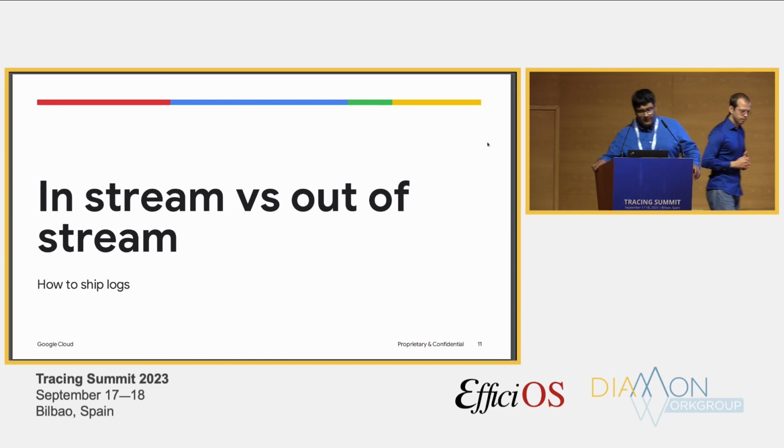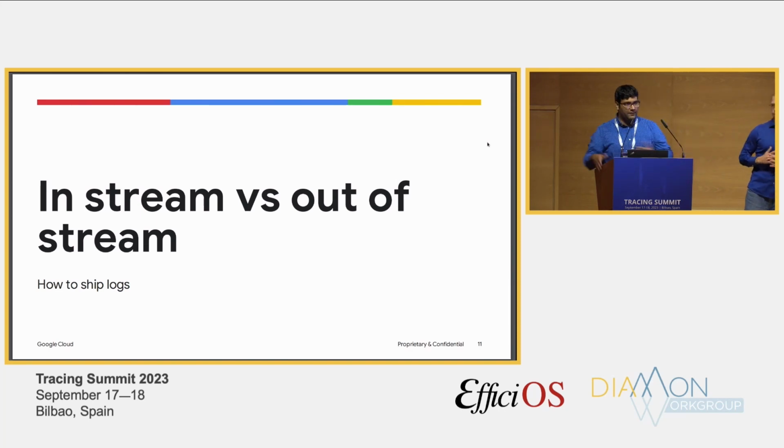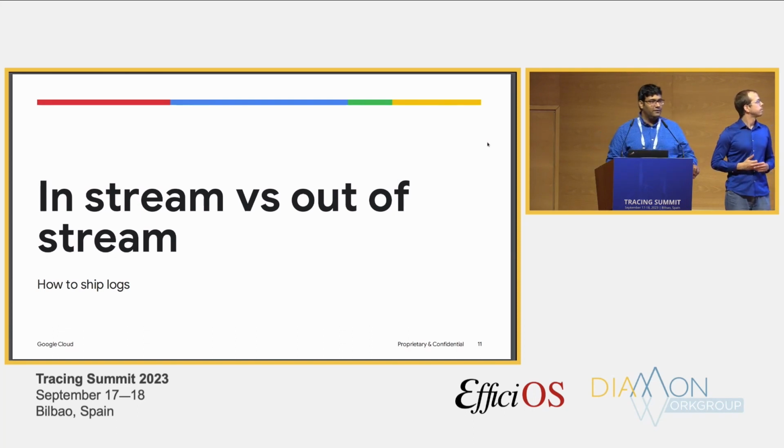Thanks, AJ. As AJ discussed, there are three major parts to this. One is generating trace logs, second is shipping trace logs, and the final part is analyzing trace logs. So we have already generated the logs, so now we are going to move to how to ship these logs to cloud. There are two major methods of shipping logs, in-stream and out-of-stream. In-stream basically means you use something like cloud logging to immediately send the emission of the log, while out-of-stream means that you write it to a file and get it uploaded later on.